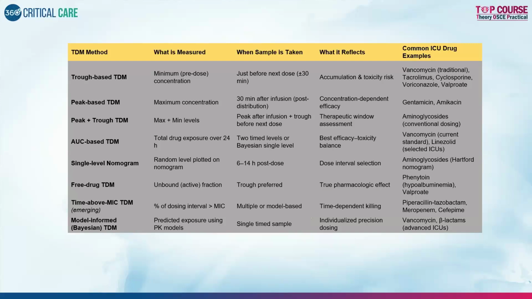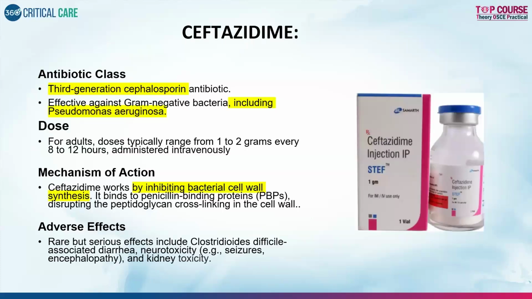So, ceftazidime is a cephalosporin class of drug. It belongs to the third generation of cephalosporin. The mechanism of action is it acts on the cell wall synthesis. It's a cell wall inhibitor. Dose usually is 2 gram IV Q8 hourly, but it has a creatinine clearance adjustment as well. It has a good gram negative coverage, antipseudomonal coverage, and has got good CNS penetration as well.